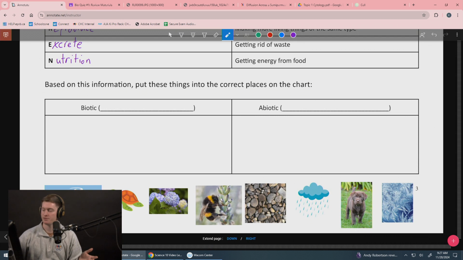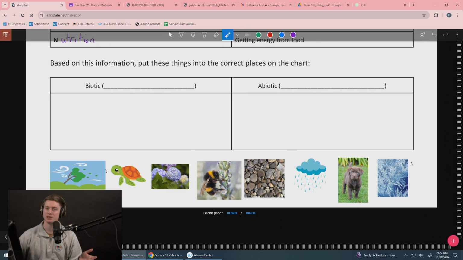Based on those seven characteristics of living things, take a look at these pictures and then decide where you think each of these items would fit. Would it fit in the biotic category, or living, or the abiotic category, non-living? Go ahead and pause the video and try and classify these things as living or non-living.